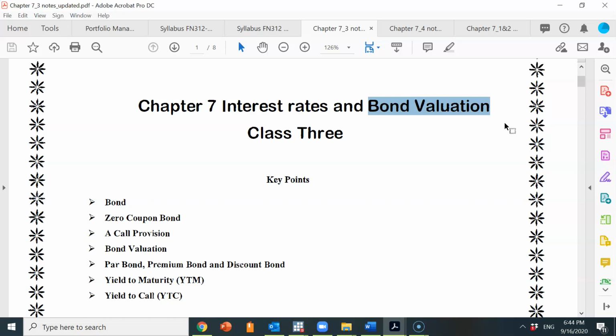And then we moved to Chapter 7. In the last 2 videos, we learned about Chapter 7, Class 1, where we learned about the different determinants or risk premiums of how we can determine interest rates. And then we moved on to Class 2, where we learned about yield curve, term structure, and how to construct a yield curve.